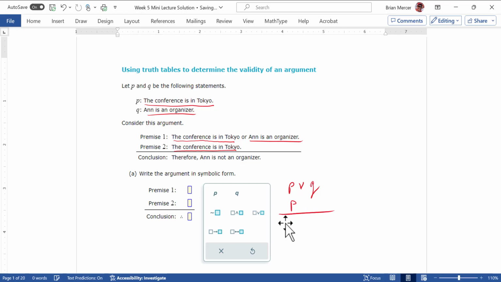And then the conclusion is this little 3 dots that's in mathematics that means therefore. So in other words, based on premise 1 and premise 2, we're saying therefore what? Therefore, Anne is not an organizer, so that's just the negation of Q. So therefore, not Q. So there's how we write the argument in symbolic form.